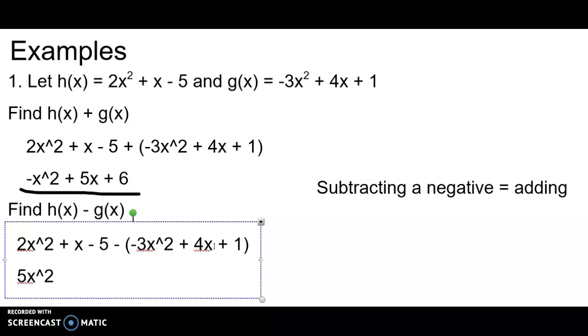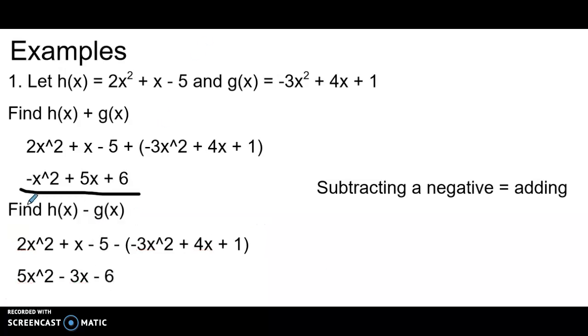And then the negative goes into the 4 also, so we'll do x minus positive 4. 1 minus 4 is negative 3, so we'll get negative 3x. Negative 5 minus positive 1 is negative 6. So then we get our final answer of 5x squared minus 3x minus 6.